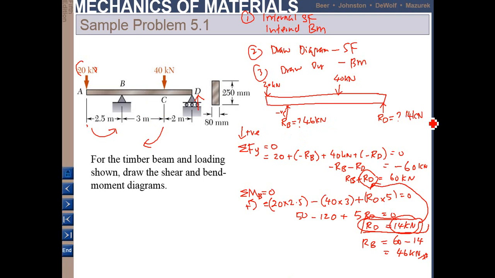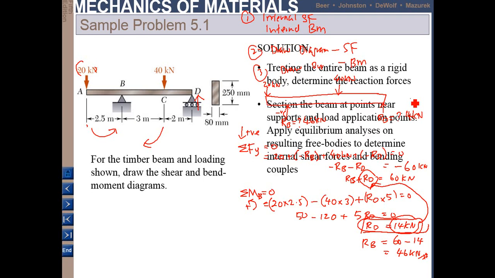Okay, next, you section the beam. You section the beam and apply equilibrium analysis on the resulting free body. Okay, so I will draw here. So this is your beam.